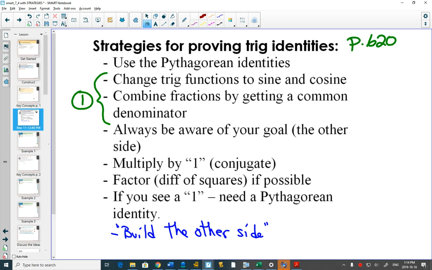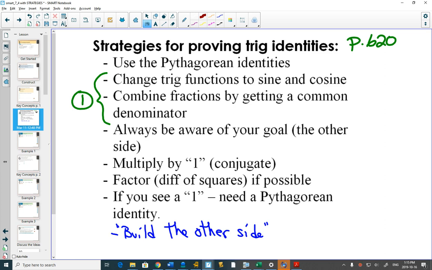If you can change trig functions to sine and cosine, and then write both sides as a single fraction after doing that, a bunch of proofs become super easy. In fact, on that proof page that I gave you, probably the first 20, you use that strategy, you'll solve every single one of them.